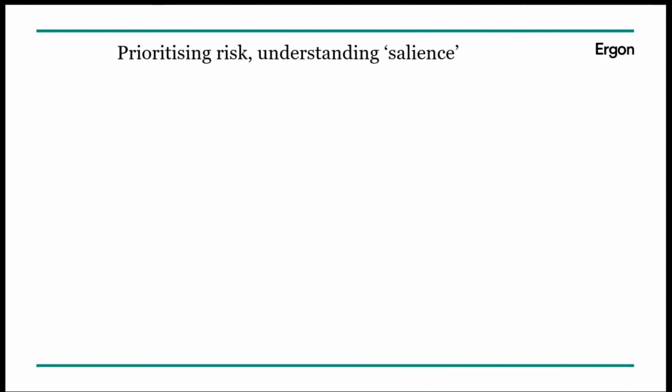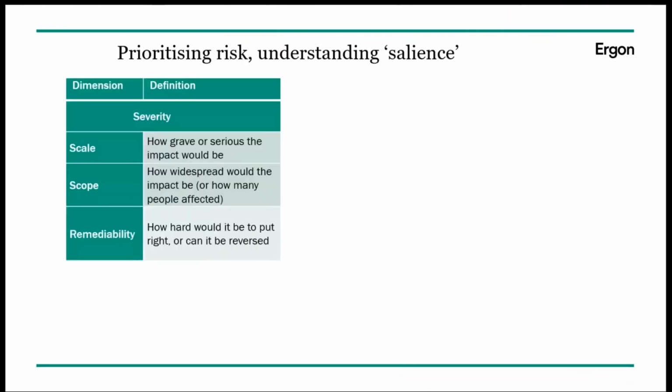Scope is how widespread, how many people, what geographical area. Remediability, can it be put right? So if somebody is injured at work, they can get better. If they lose a leg, it can't be remediated. So you can work out a kind of coded scoring scale on those issues, which you can use to escalate and prioritise.